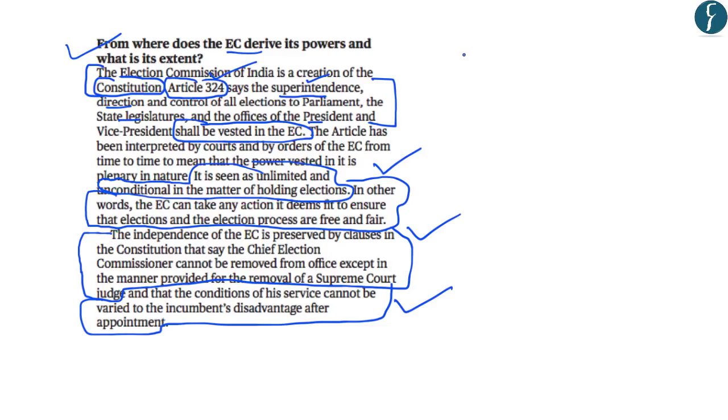Now all these aspects have been provided in today's PDF, so you can get your notes from the PDF. Now another issue related to the Election Commission and its powers are related to the members of the Election Commission. And in this regard, previously the Election Commission of India was a single member body. However, it has been a multi-member body since 1990s.